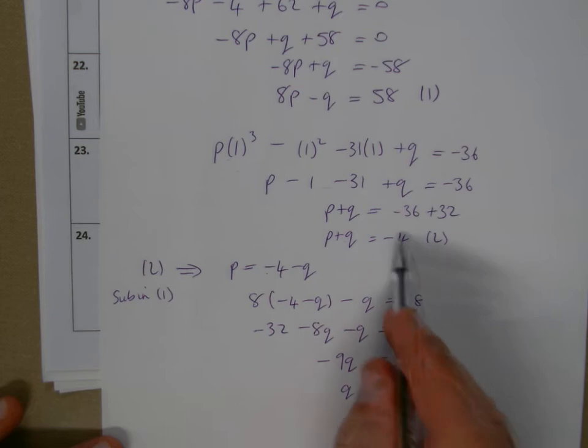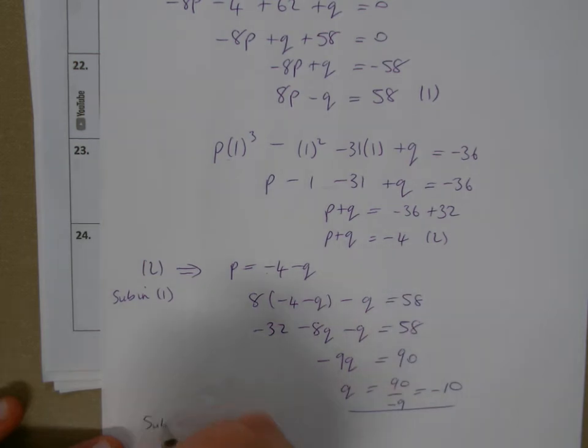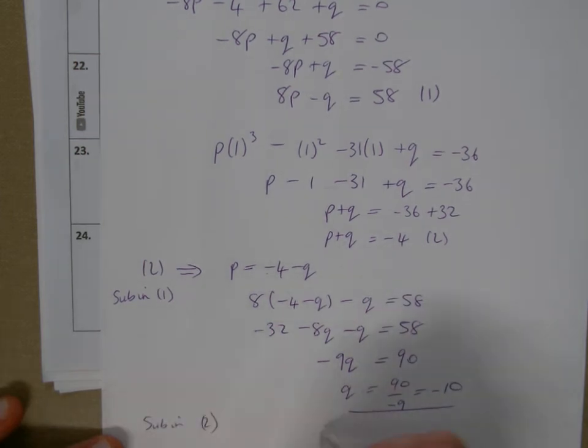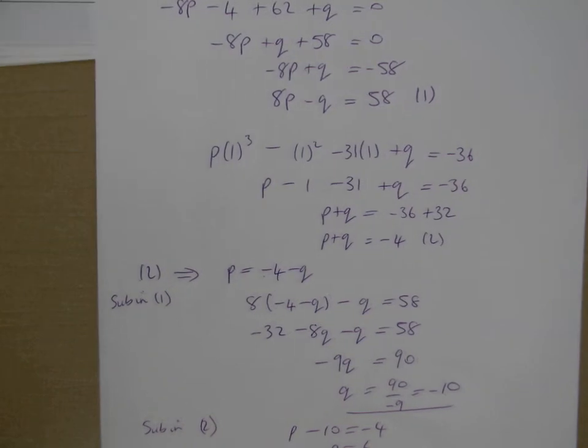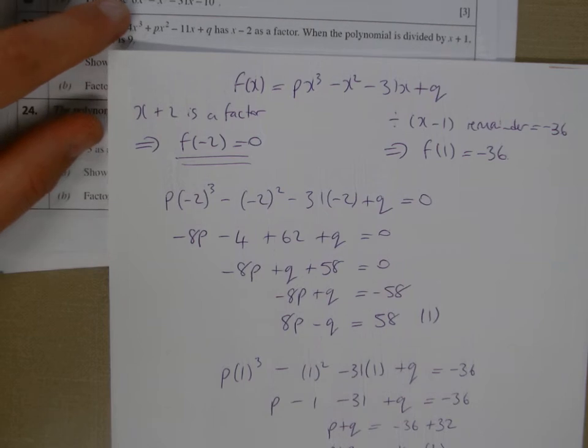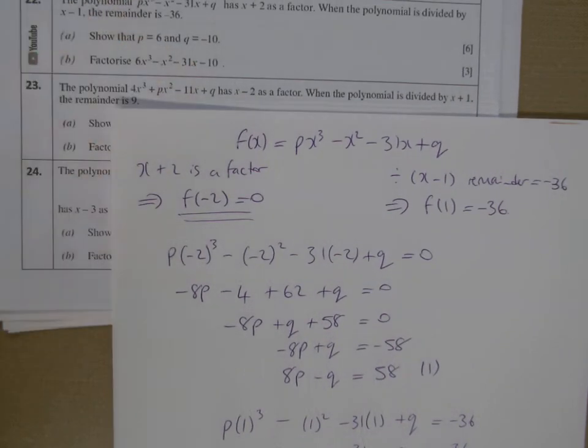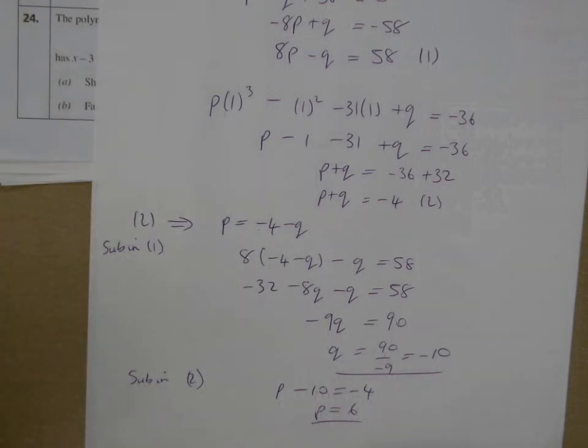To get p, just sub it into 2. So I get p minus 10 equals minus 4. P then will be 6. And that's the result the question's asking for: show that p is equal to 6 and q is equal to minus 10. So we've proved that there. That's a solution using simultaneous equations.